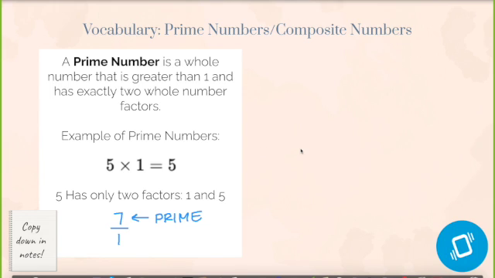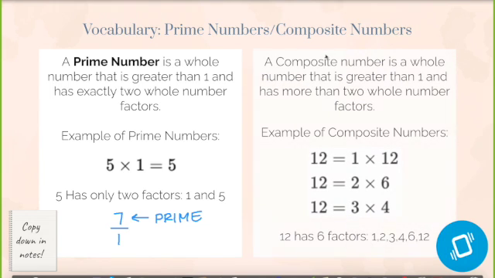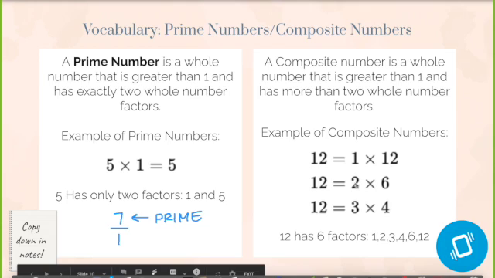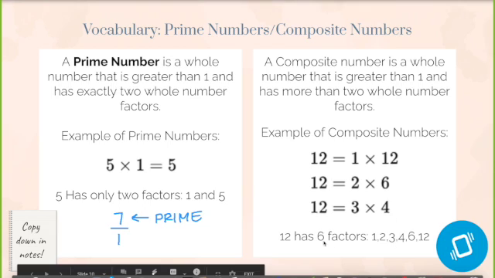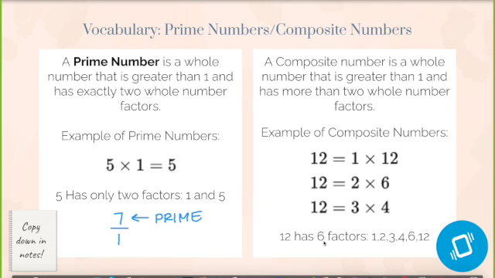The other type of number that we're going to discuss today is a composite number. A composite number is a whole number that is greater than 1 and has more than 2 whole number factors. For example, a composite number would be the number 12. The number 12 has 6 factors. There's 1 and 12, 2 and 6, 3 and 4. And so because it has 6 factors, we can say that this is a composite number.